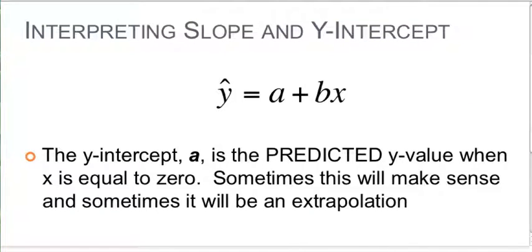So we know that the equation of our regression line takes this form: y hat is equal to a plus bx. X and y are our variables, our explanatory and our response variables, and a and b are constants. This is just the equation of a line. You already know that this a term right here is the y-intercept. In context, the y-intercept is the predicted y value when x is equal to 0. Sometimes this is going to make sense in the context of our problem, and sometimes it'll be an extrapolation. I'll show you examples of both.